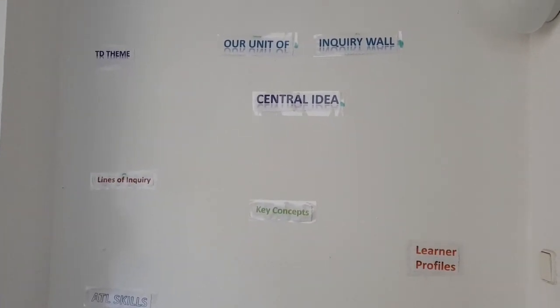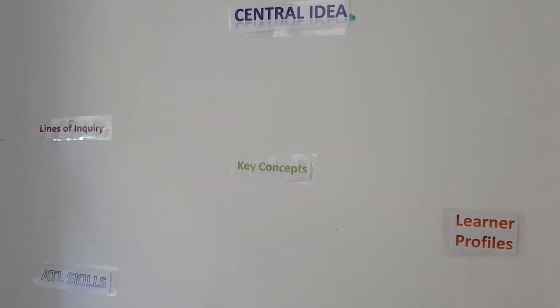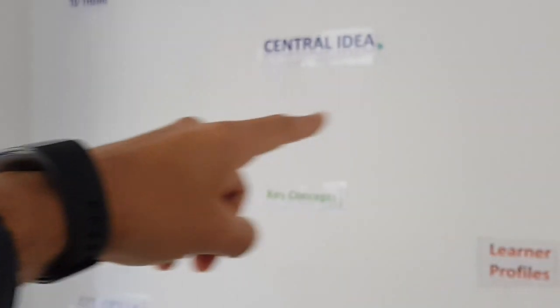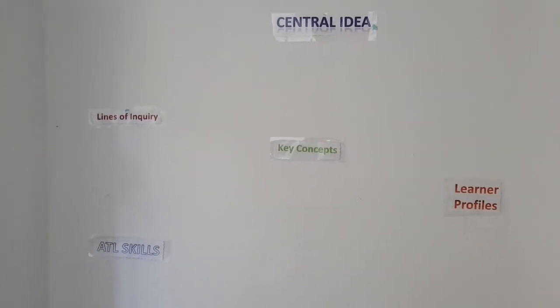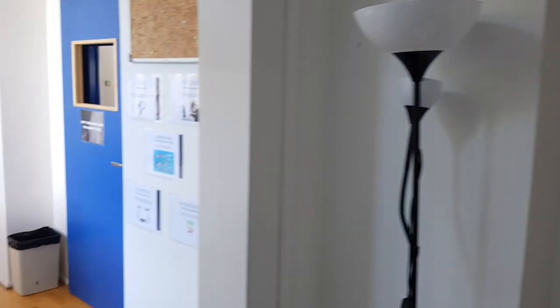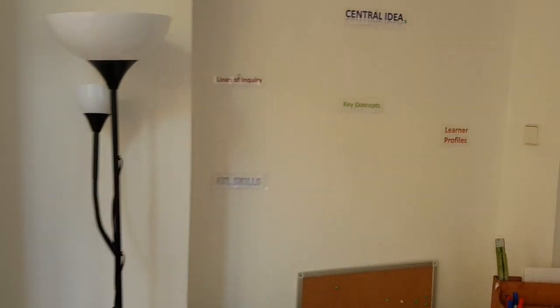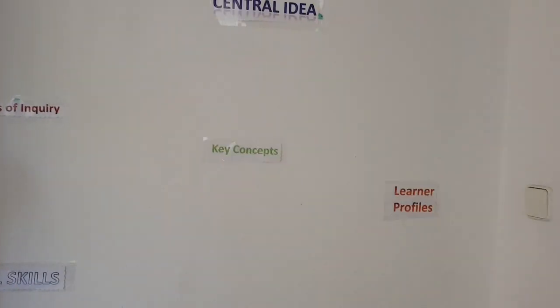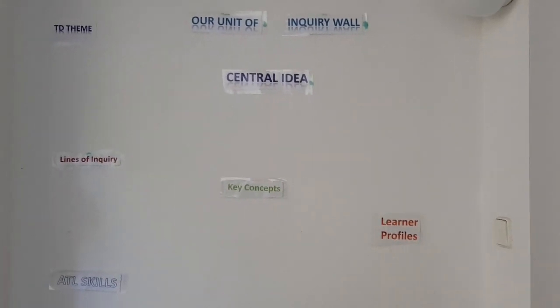So we have the transdisciplinary theme, we have the central idea, the lines of inquiry, the key concepts, the ATL skills, and the learner profiles that we will focus on in a unit. And of course, we will add the lines of inquiry and the central idea and all of the rest by adding paper tags, or by taking the laminated pictures, unpinning them from the wall and sticking them here. By having a holistic overview of the unit, the students will understand the central idea more effectively and holistically.